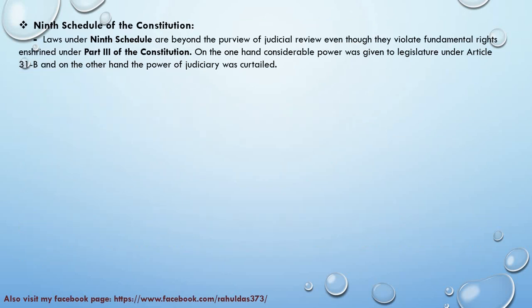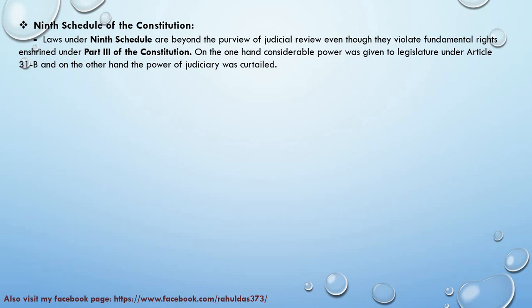Now the next point is the Ninth Schedule of the Constitution. So what does the Ninth Schedule of the Constitution say? Laws under the Ninth Schedule are beyond the purview of judicial review, even though they violate fundamental rights enshrined under Part 3 of the Constitution. So all the laws which are placed under the Ninth Schedule are beyond the purview of judicial review, even though those laws violate fundamental rights. And as we know, fundamental rights are enshrined in Part 3 of the Constitution. So all the laws, even if they are in conflict with fundamental rights, but if they are placed in the Ninth Schedule of the Constitution, they cannot be challenged in the Supreme Court or High Courts.